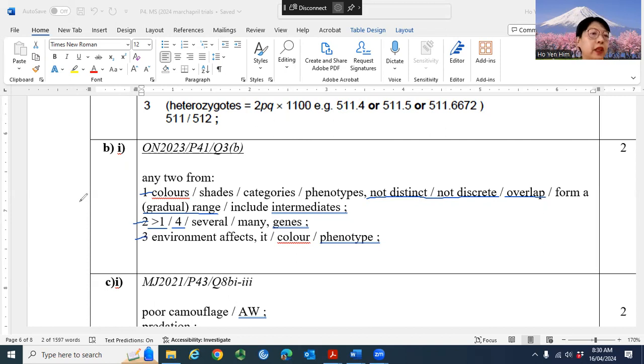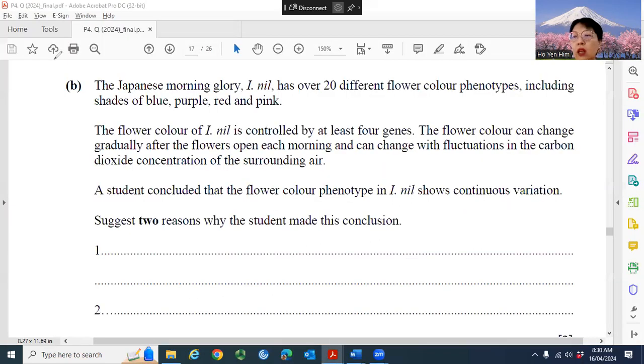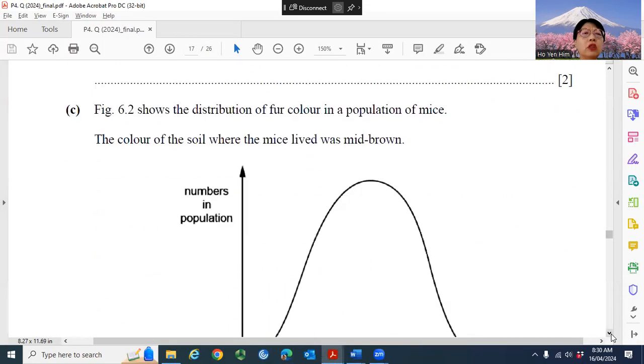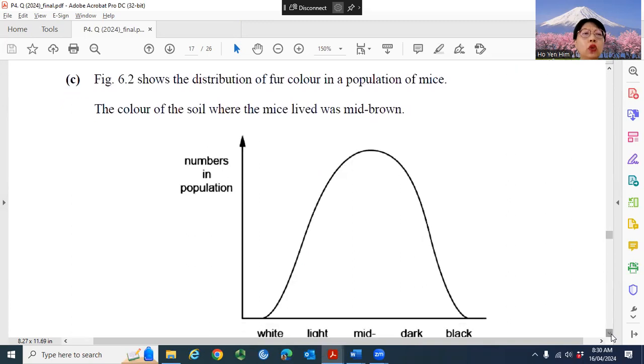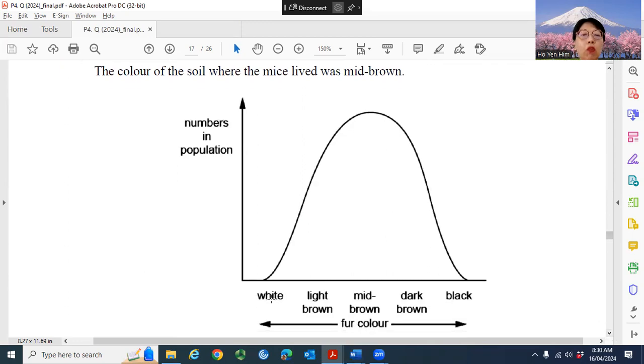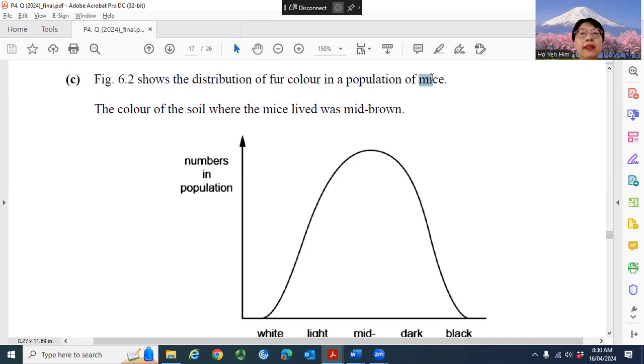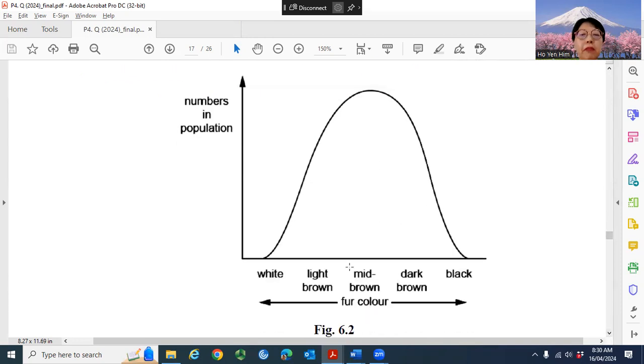So this is an example that they give in the question. They don't ask directly, but they give you a scenario and you identify from the scenario whether it is continuous or discontinuous variation. So here they show you the distribution of the color. The color is a continuous change from white all the way to black. This is not flower color already. Suddenly they change to mice. It's no longer flower, it's mice color. So originally, the optimum phenotype is the mid brown color here.